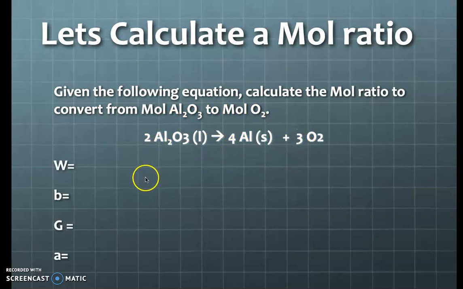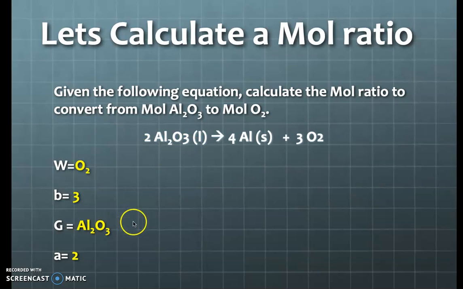Okay, so our wanted is mol O2. There's a coefficient of a 3 in front of it. Your given is your Al2O3, and the coefficient in front of that is your 2, which is your A. So your A is a 2, your B is a 3.